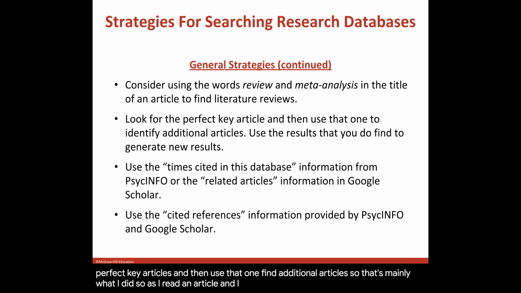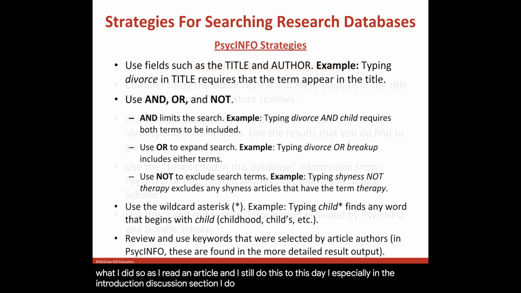Use the times cited in the database information for PsycInfo, and related articles information in Google Scholar. And then use the cited references provided by PsycInfo and Google Scholar. That's always a great way to go about finding articles. Use fields such as the title and author. Example, typing divorce in the title requires that term to appear in the title.